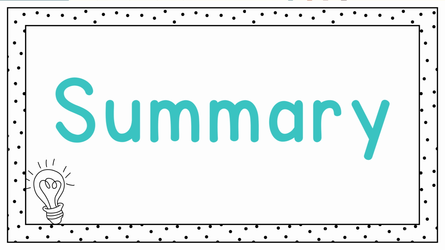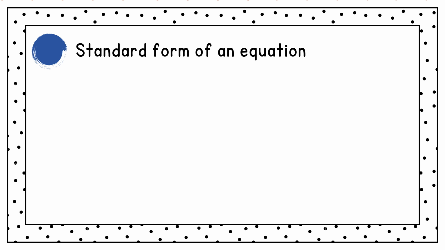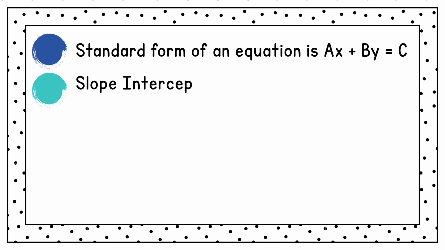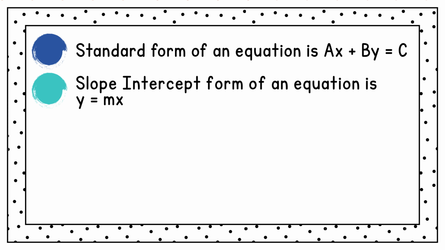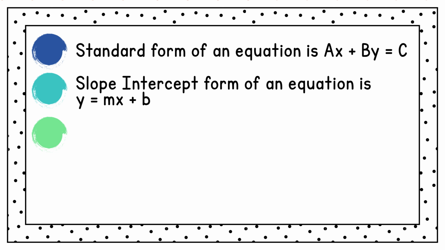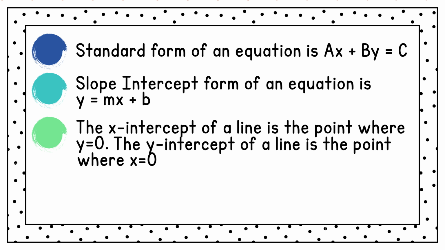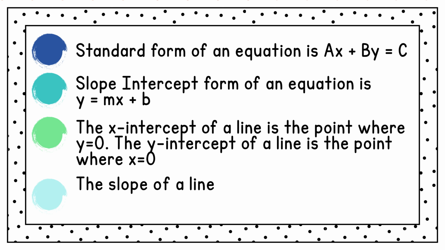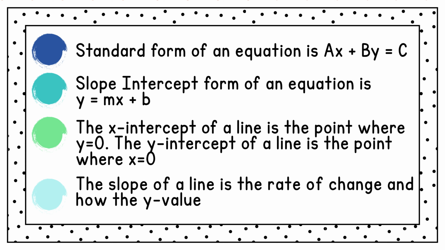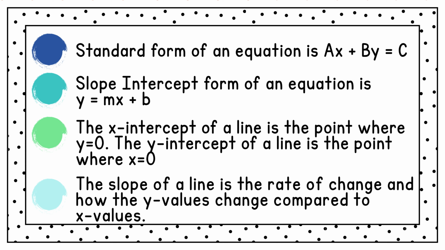Let's recap everything that we've learned. Standard form of an equation is ax plus by equals c. And slope-intercept form of an equation is y equals mx plus b. The x-intercept of a line is the point where y equals 0. And the y-intercept of a line is the point where x equals 0. The slope of a line is the rate of change and how the y values change compared to the x values.